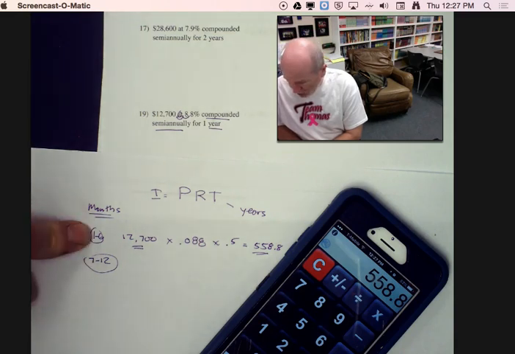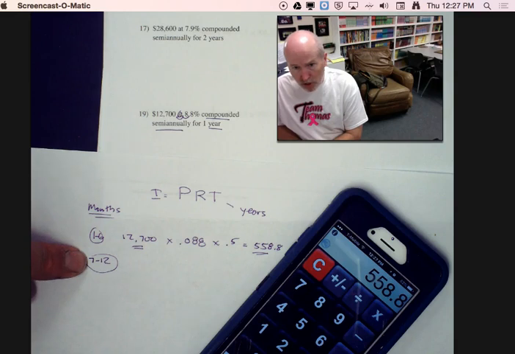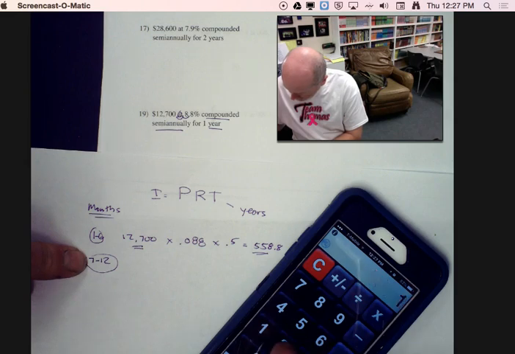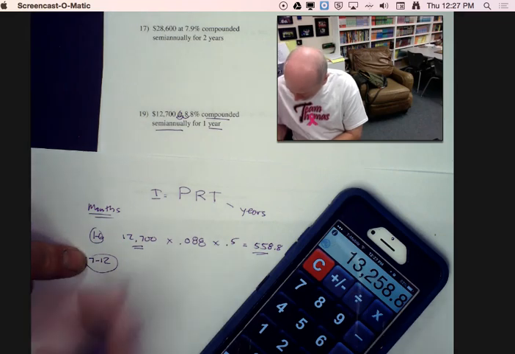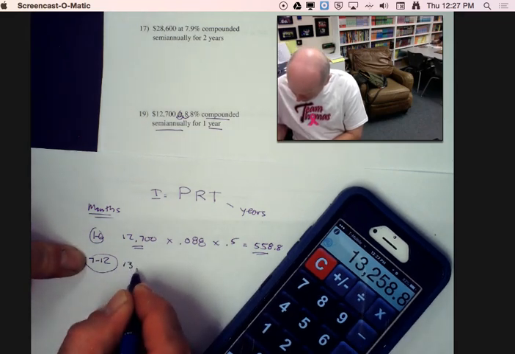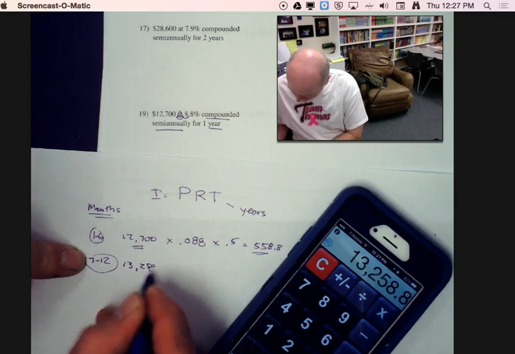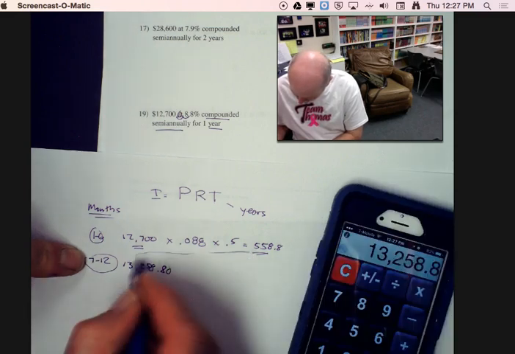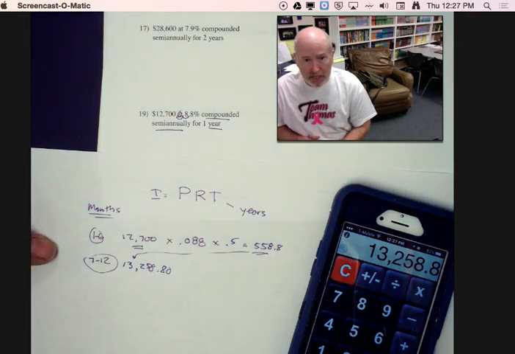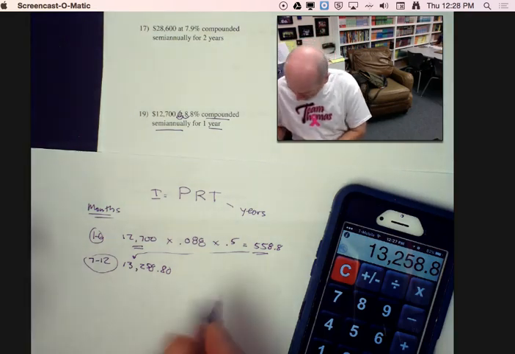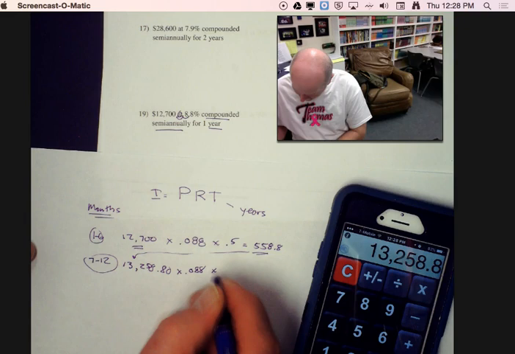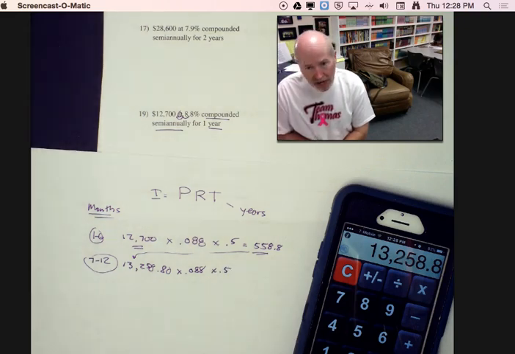So if this was January through June, this would be July. On July 1st, I'd have 558.8, and I will add in the 12,700 that I started with. So on the 1st of July, I would have $13,258.80. I'll bring this right over here. This is my new number. Now, it's the same interest rate, and again, it's for another half of a year. So I'm going to take that times 0.088, and take that times 0.5, half of a year.